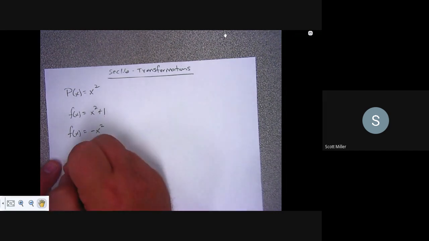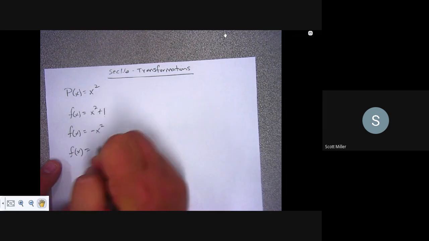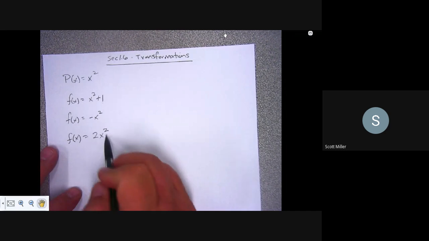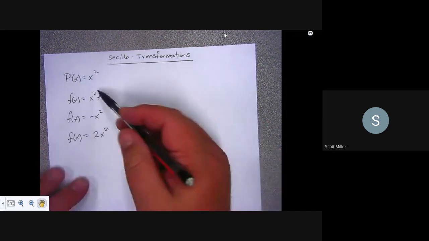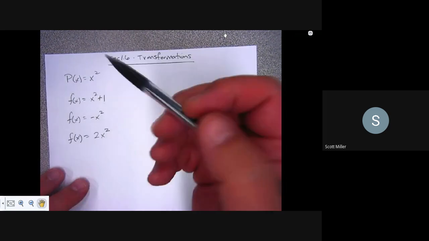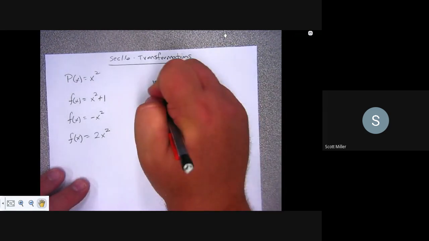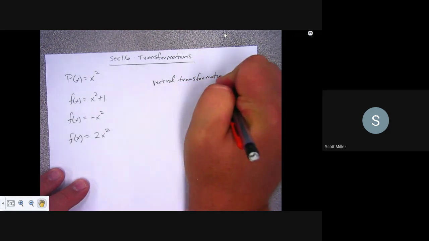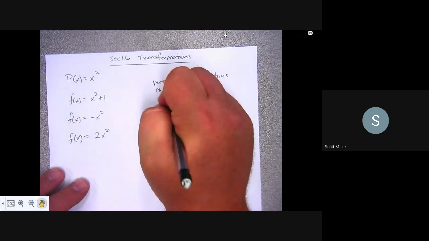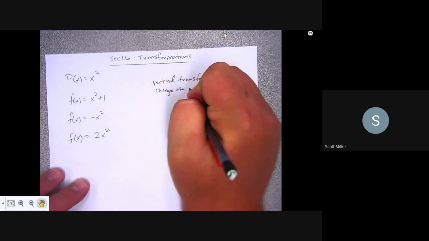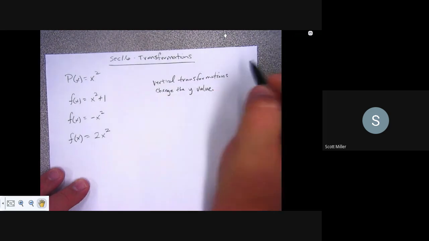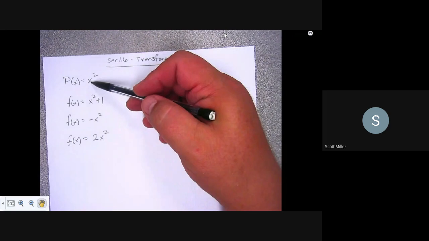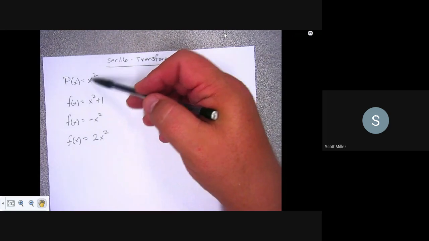And we can even look at a stretch. In this case, I have a number multiplied to the parent function. These are vertical things because they happen outside. And what this means is that vertical transformations change the y value. And what I mean by that is this. If I take a number and plug it in for x in a parent function, let's say 3, for example, then I will square the 3 and I get 9.